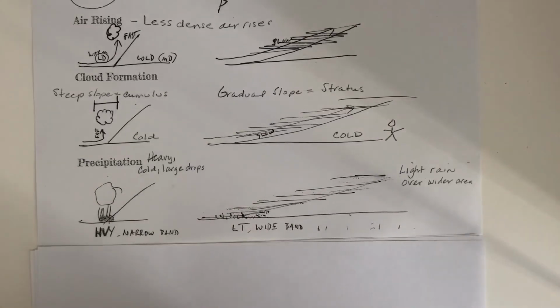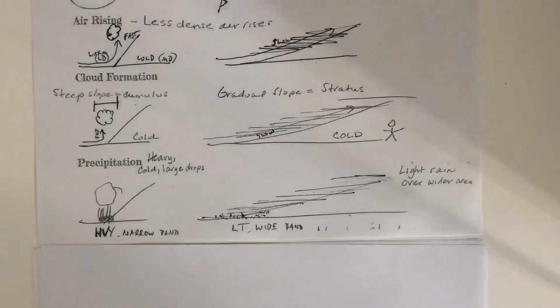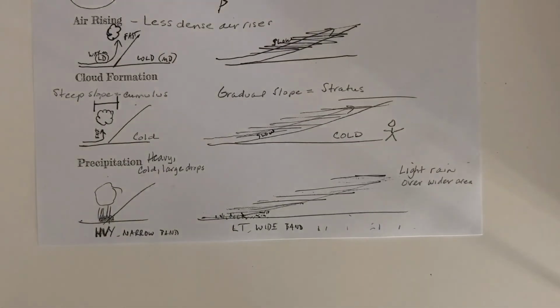So those are some general ideas about fronts. Tomorrow I'll get back with you and we'll talk about specific types of fronts and why you get thunderstorms along some and why you get light rain along some and what types of clouds you get, and we'll fill in all the details.